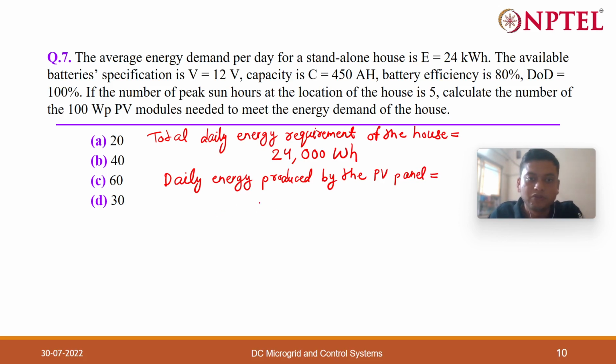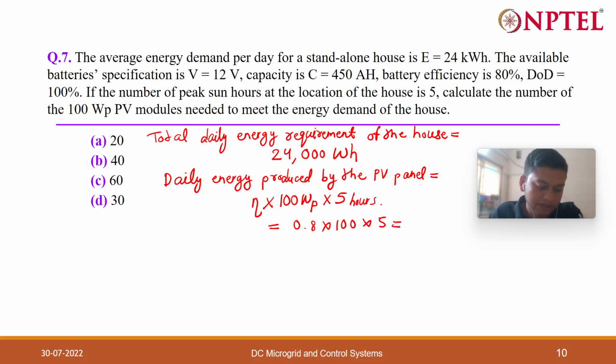So here you need to also incorporate efficiency. So just multiply the efficiency, and then the rating is given as 100 watt peak. So power is given, and the number of peak sunshine hours is given. So you multiply this number of hours, 5 hours. So 0.8 into 100 watt peak into 5, it is coming out to be 400 watt hour.